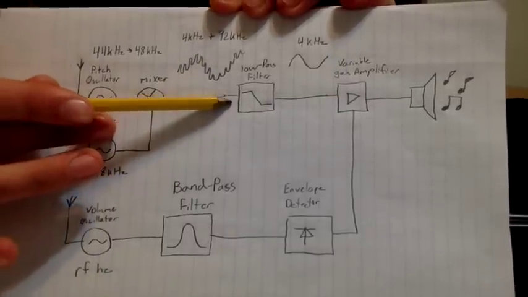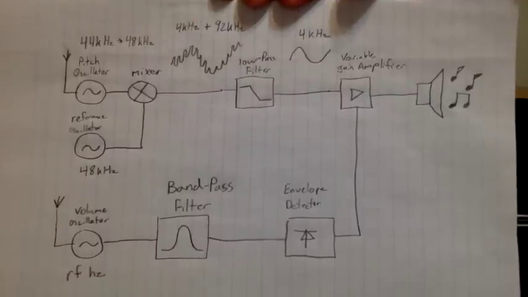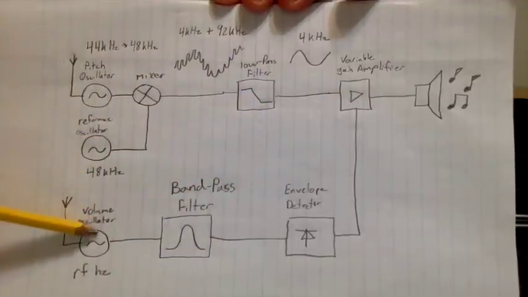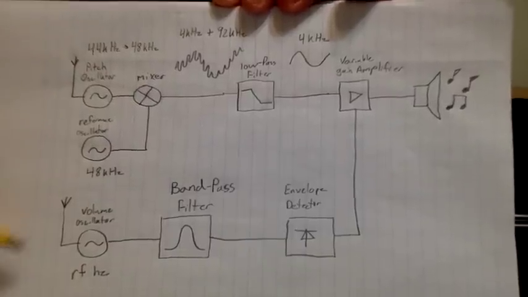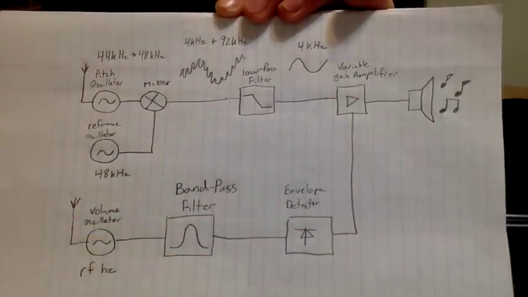After that will be a low-pass filter, and we've already gone through calculating that. So let's skip past that and move down to the volume oscillator. No, we've already gone through the volume oscillator, but the volume part of the circuit. So let's move on to the bandpass filter.